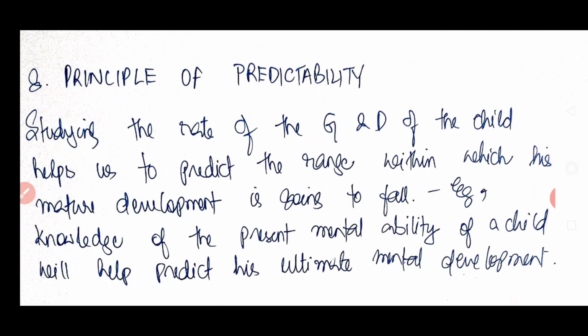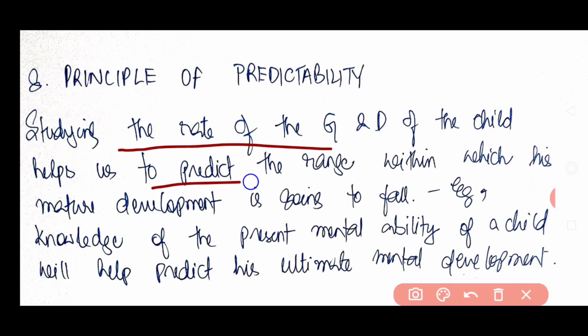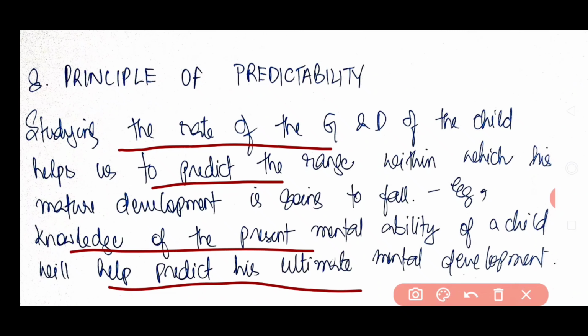The principle of predictability. That means growth and development are predictable. If we study the rate of growth and development of a child, then that helps us to predict the range within which his mature development is going to fall. Example, knowledge of the present mental ability of a child will help predict his ultimate mental development. Thus, growth and development follow the principle of predictability.